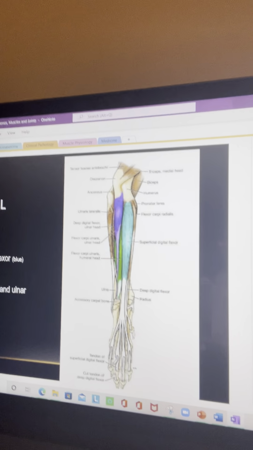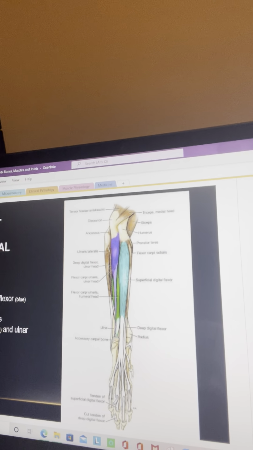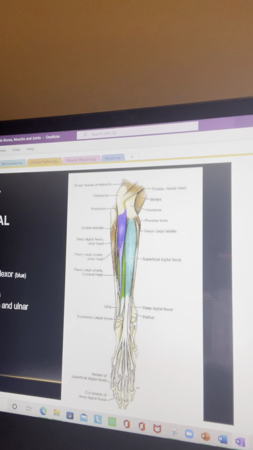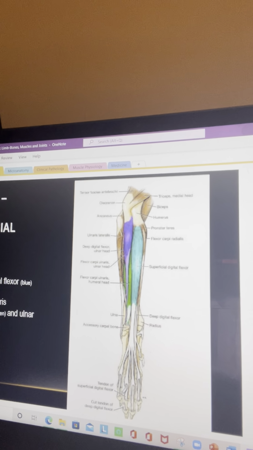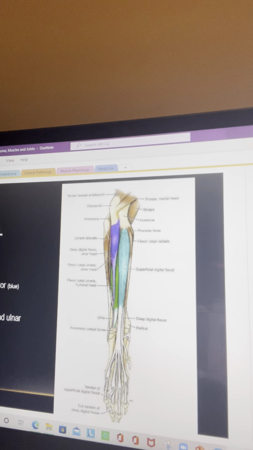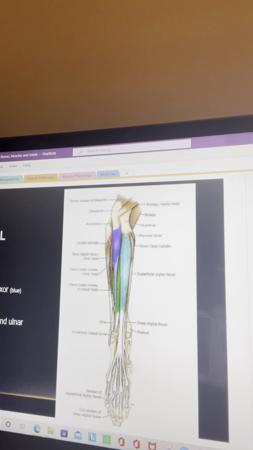So flexors on the superficial layer include our superficial digital flexor, as well as our flexor carpi ulnaris. This includes a humeral head and an ulnar head. So in our picture here, in blue is our superficial digital flexor, and then in purple we have our flexor carpi ulnaris. That's our ulnar head, but then we have the flexor carpi ulnaris, our humeral head. So there's two heads on that, but they are the same muscle.